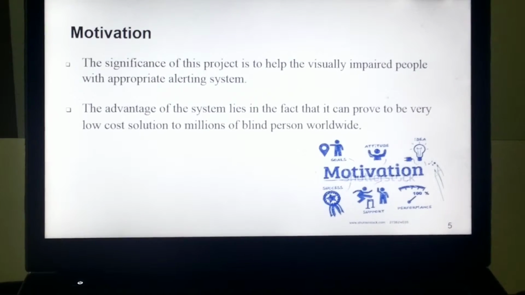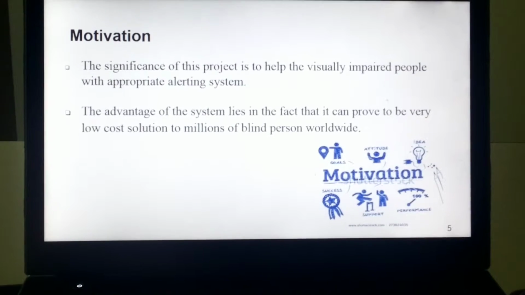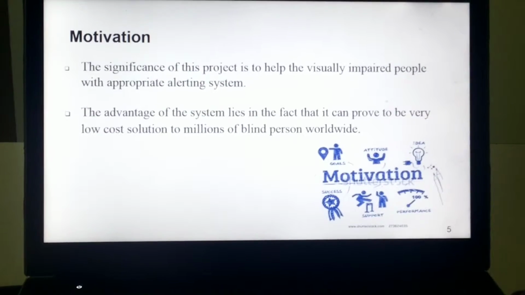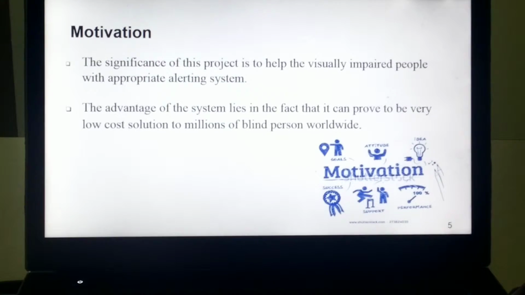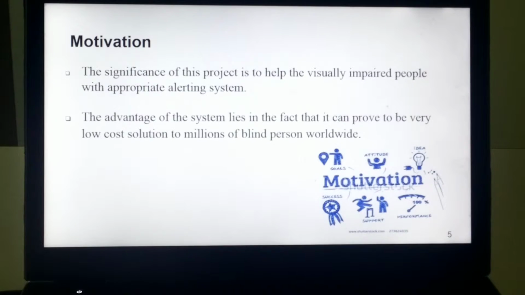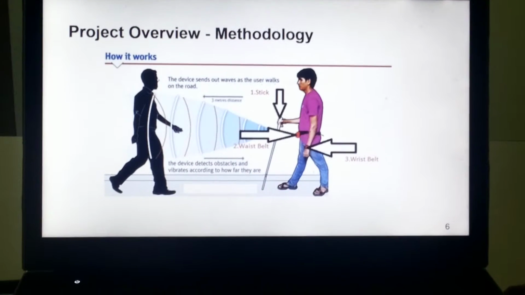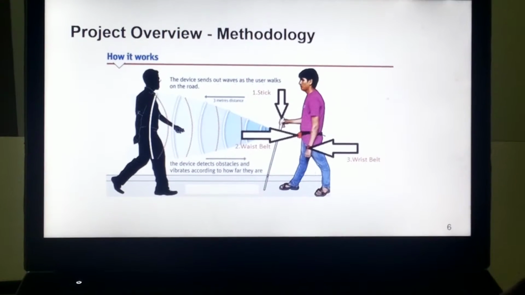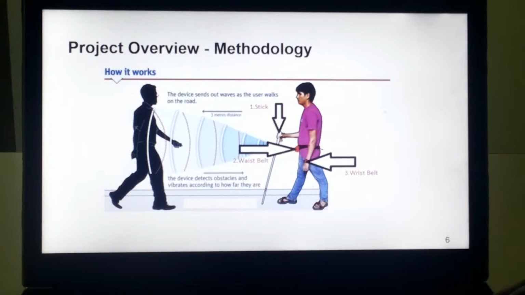Next, the significance of the project is to help visually impaired people with an appropriate alerting system. The advantage of the system is that it can prove to be a very low-cost solution for millions of blind persons worldwide. We have already devised a product and we can be sure that it is the most affordable one.